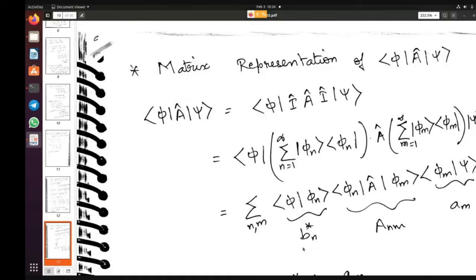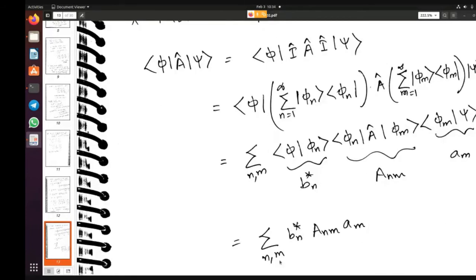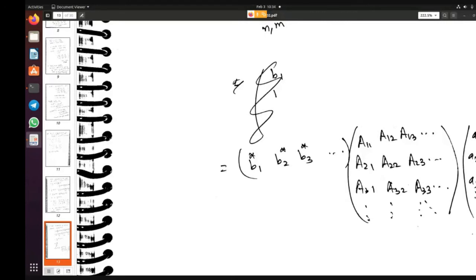So you are going to get bn star into Anm into An and summation over n into n. So this is like a full number, right? This is not a matrix. This is a full number, because all of these are going to be added up together. These are summations.